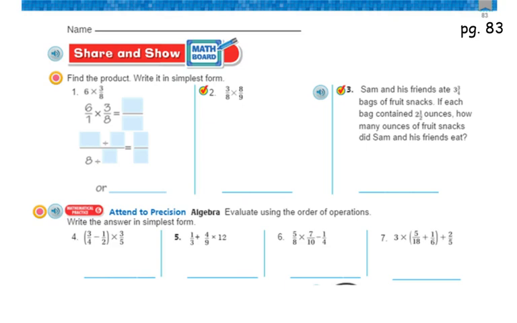And on page 83, which would have the share and show, we're going to go through a couple examples together and wrap it up. So, directions say, find the product, write in simplest form. So we're going to focus our attention on question 2. When I'm looking at question 2 here, we're just multiplying our tops with our tops and our bottoms with our bottoms. 3 times 8 gives me a 24, and 8 times 9 gives me a 72.